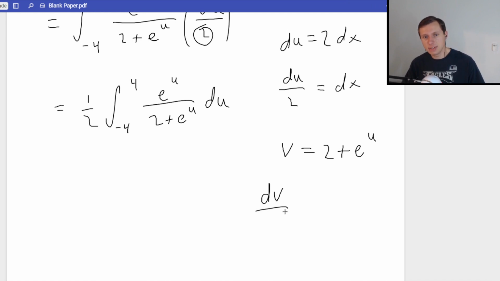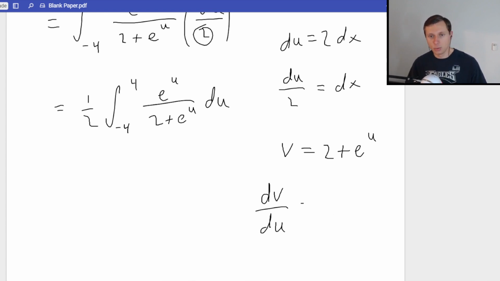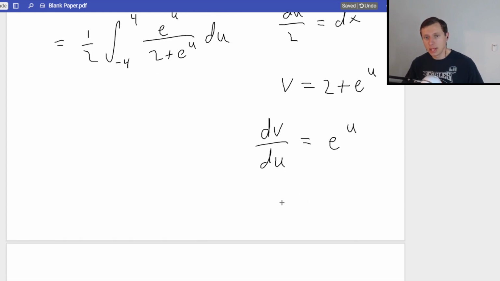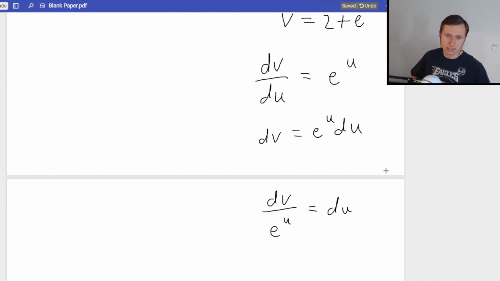I'm going to find dv du, solve for du, so I can plug it in right there into du. That's the strategy. So what's the derivative of 2 plus e to the u? The derivative of 2 is 0. Derivative of e to the u is just e to the u. Great. Again, I'm solving for du, so I'm going to multiply both sides by du. I get dv equals e to the u du, and then divide by e to the u. dv divided by e to the u equals du. Is anyone confused yet? You should be.